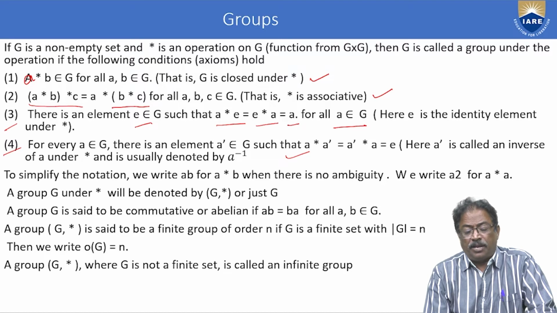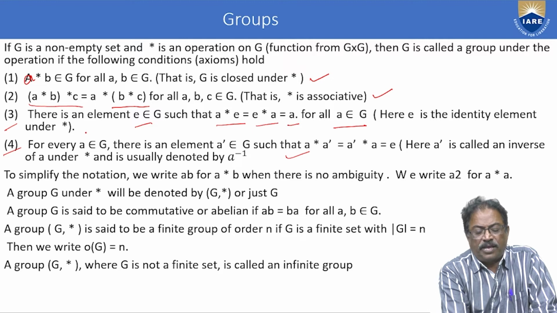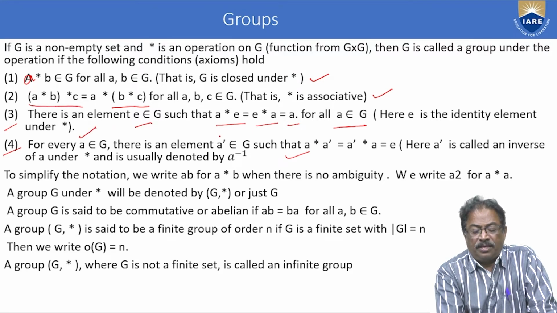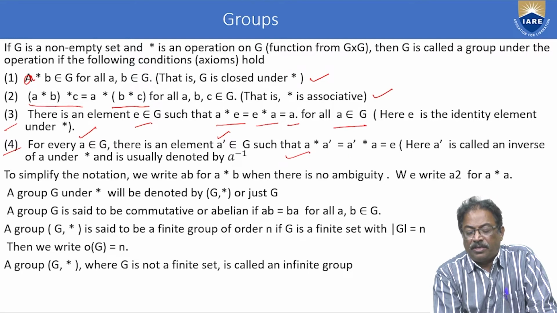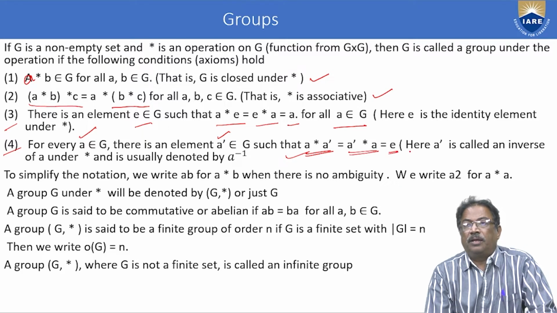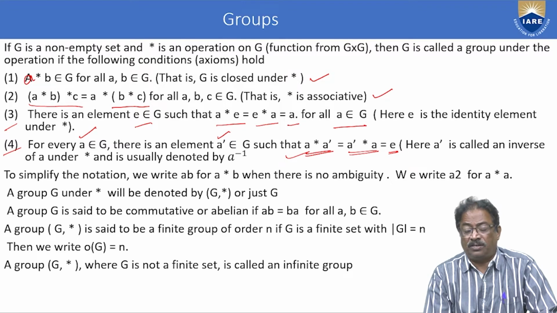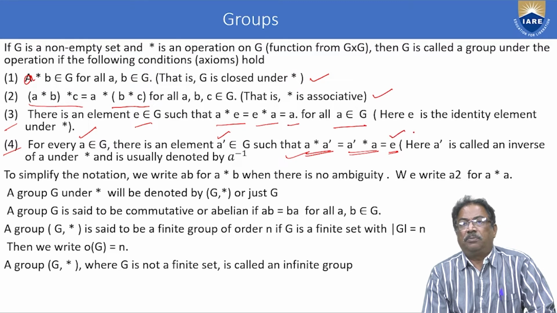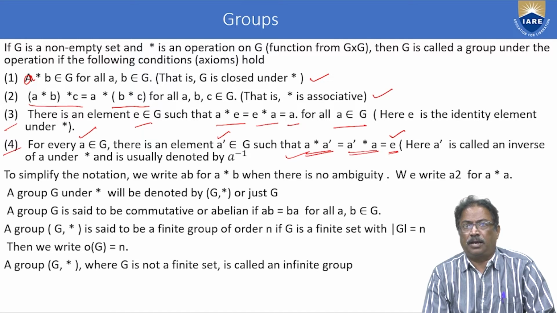And next, every element will have an inverse. For any element a that we consider, there exists a dash with the property a star a dash equals a dash star a equals e. That means whenever we multiply an element with its inverse, we get the identity element. So whenever a non-empty set under the binary operation star satisfies these four conditions, then we say it is a group.